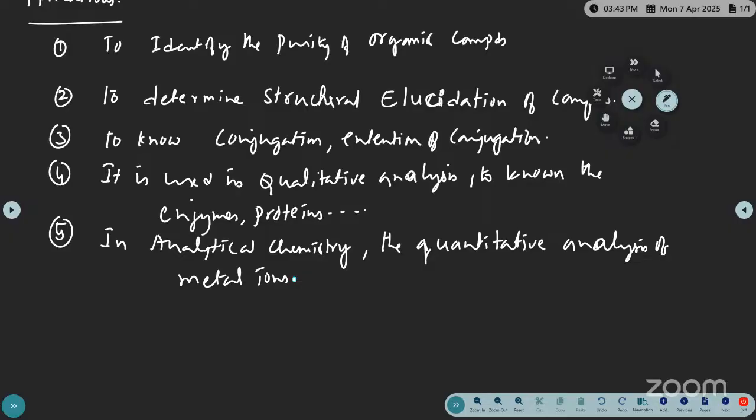Third point. So third point, to know the conjugation and extension of conjugation. Conjugation means double bond, that is the conjugation. Extension of conjugation means double bond, single bond, like that. So to know that, UV and visible spectroscopy is very useful. Already C double bond C, at that we get a peak at 170 nanometers. Like that we can determine the conjugation and extension of conjugation. Any more doubts?